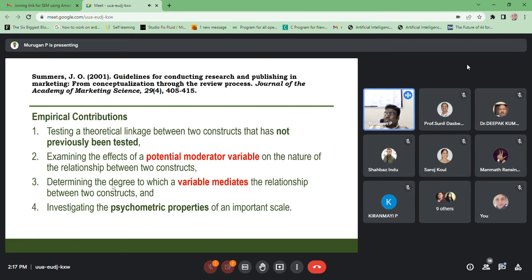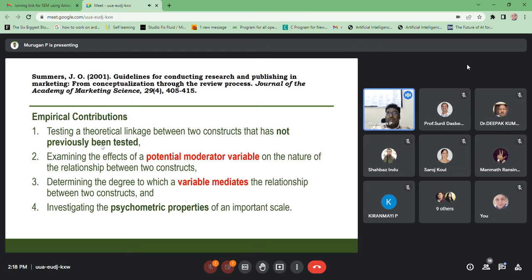Now, specifically talking about the reason why we use mediators and moderators, just look at this particular paper. In this paper, they are discussing close to 17 types of contribution, which can be enhanced in any sort of paper, whether you're writing an empirical research based paper, or an experimentation related paper, or theory development, or maybe a conceptual paper. It can be anything. So there are some ways available for extending and enhancing the contribution in your paper. If you look at the Summers guidelines for conducting research and publishing in marketing, from conceptualization through the review process, here they highlighted some 17 types of contribution.